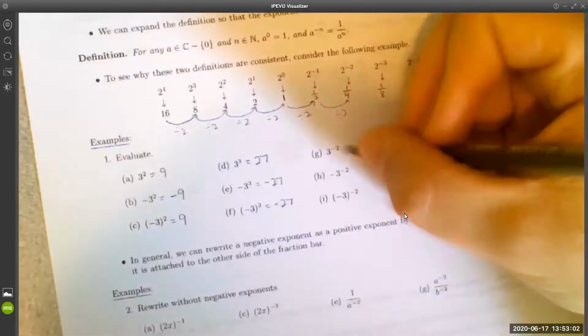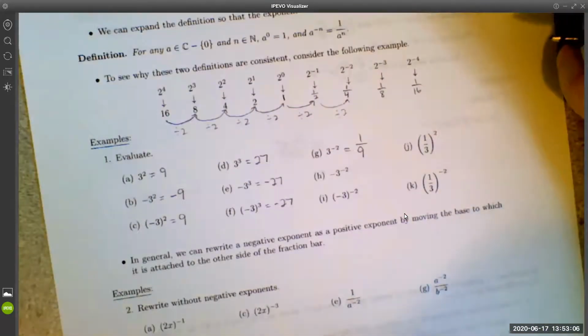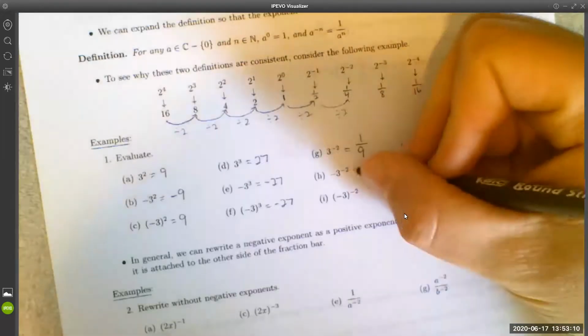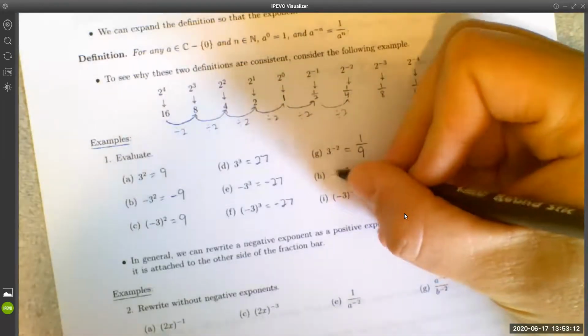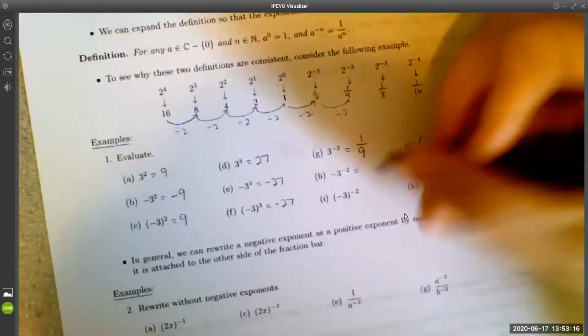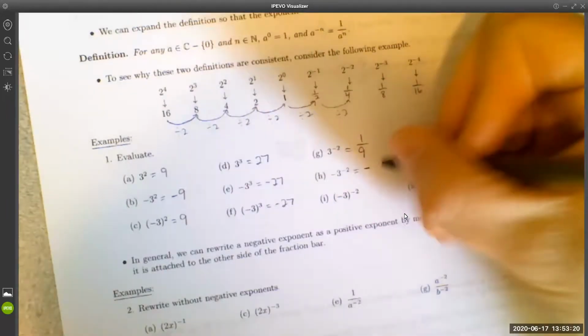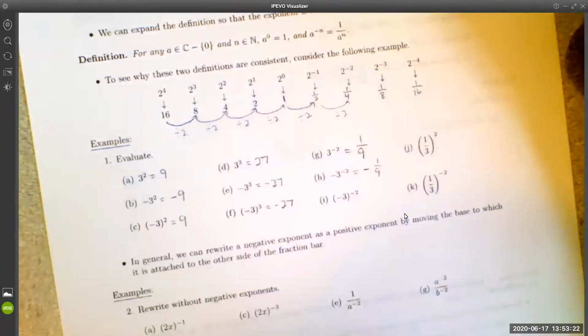3 to the -2 should be 1 over 3 to the +2, right? So 1/9. -3 to the -2: we're not raising the negative sign to the -2 power. We're only raising the 3 to the negative power. So the negative sign is going to come along for the ride, and then 3 to the -2 is 1/9. So this is -1/9.